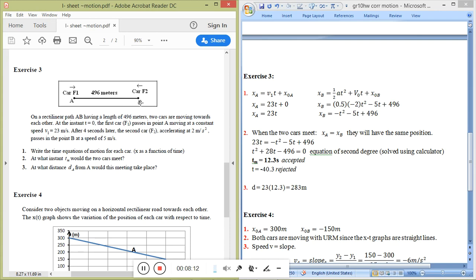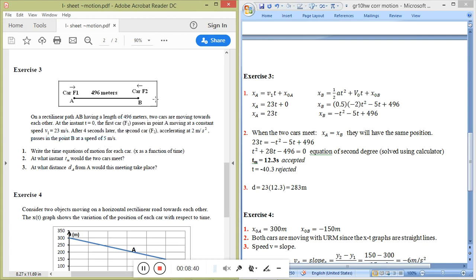So I'll just make this easier. I'll remove "after 4 seconds later." I'll say "at the same time." It will be much easier. Okay, so it's a PDF, I can't manipulate it. Okay, at the same time, the second car accelerating at 2 meters per second squared passes in the point B at a speed of 5 meters per second.